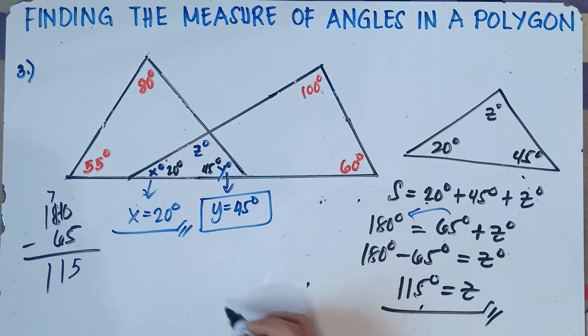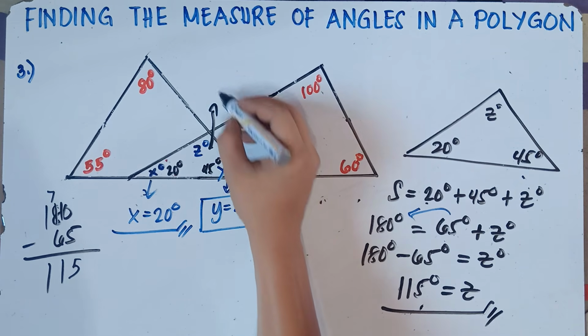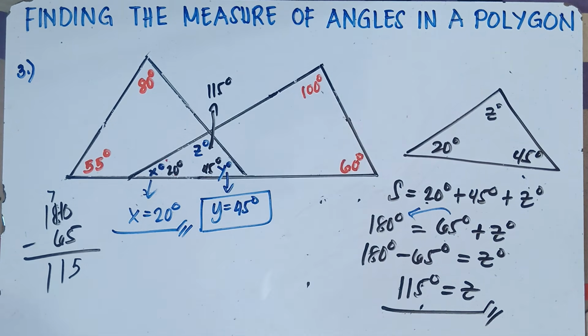So this is 115 degrees. We don't have enough space, class. Let me just write it here. 115 degrees. All set, class. That's the answer for example number 3.